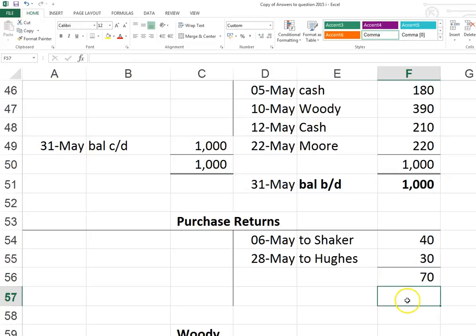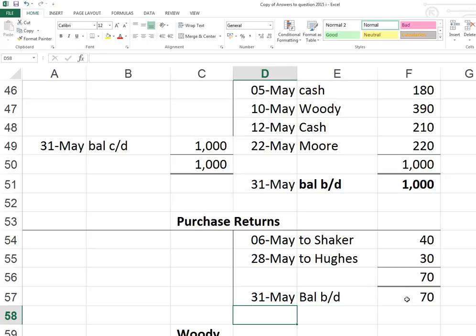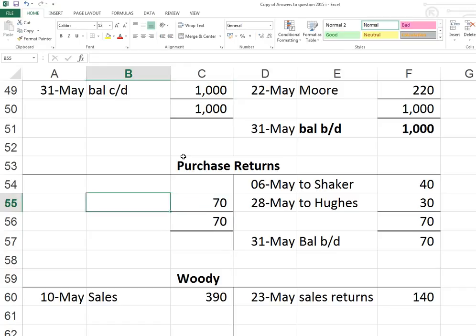Okay, here's purchase returns. So 70. Credit side is bigger by 70. So the balance brought down at the end of the month is 70. And then if we were to finish it off, which I suppose we should do, show a good example. The balance carried down is 70 also.